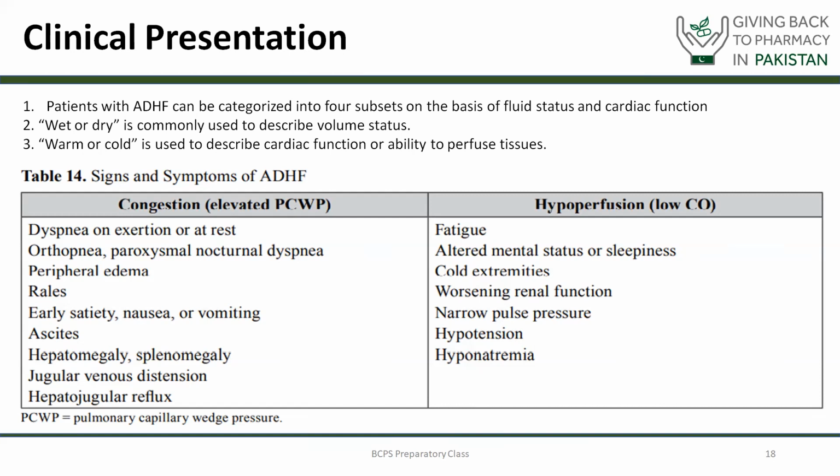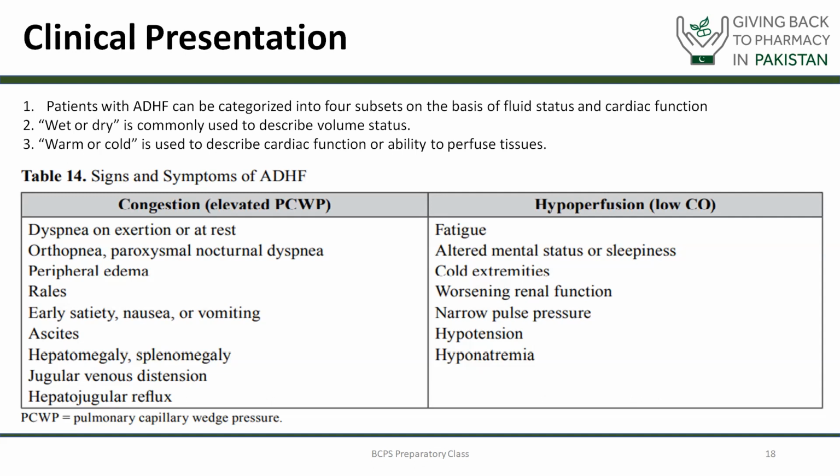If the heart is not performing well and is not pumping out enough blood, there is peripheral vasoconstriction. The response of the heart to this is to supply maximum blood to the visceral parts, meaning the vital parts of the body, like the brain, kidney, and liver. So the peripheries get vasoconstriction and get cold. That's why these terms are used to describe the cardiac function and the ability to perfuse the tissue.